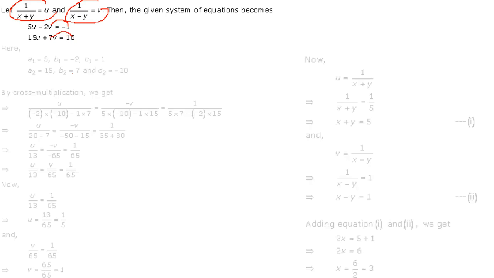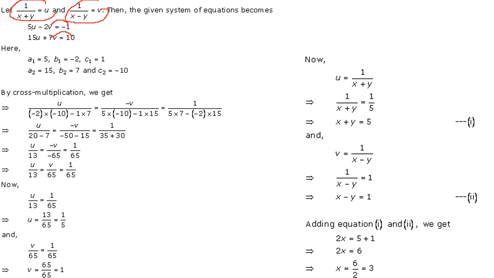This was 5 by x plus y minus 2 by x minus y equal to minus 1, and 15 by x plus y plus 7 by x minus y equal to 10. So we have taken 1 by x plus y equal to u and 1 by x minus y equal to v. So this will be 5u minus 2v equal to minus 1, 15u plus 7v equal to 10. You can bring it here, so it will be plus 1. You can bring it here, it will be minus 10. So what will be your a1? 5, a2 is 15. B1 is minus 2, B2 is 7, and C1 will be 1 and C2 will be minus 10.